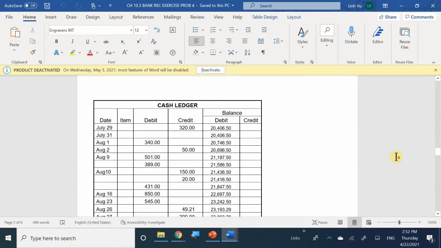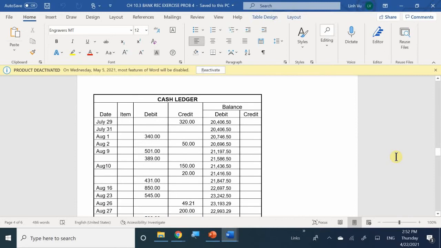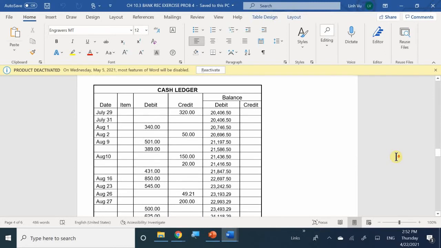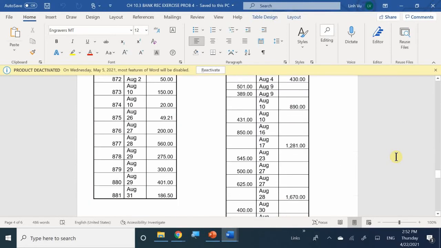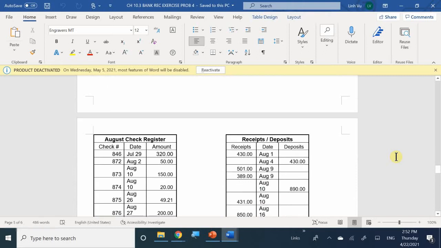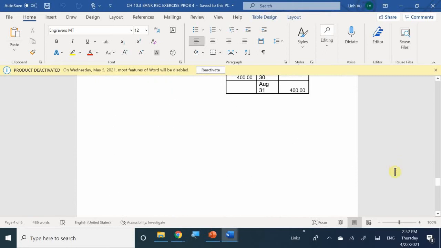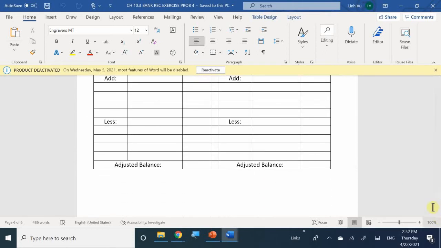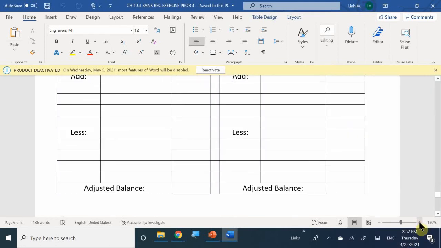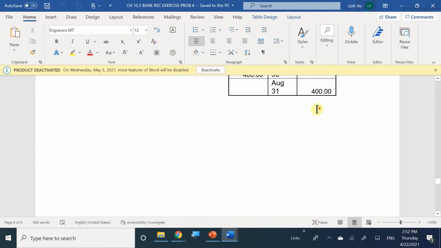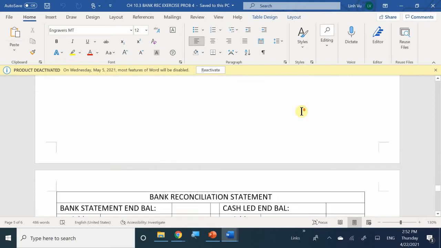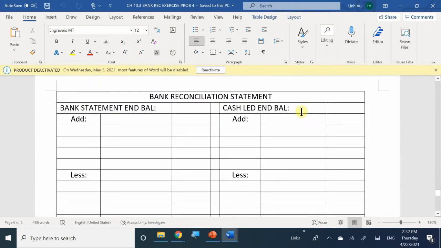Okay. We also have the same checking register. This time we're cash ledger. We also have our check register and our deposit slips. And last but not least, you have your little table here. So let's go ahead and, which side do you want to work on first? Okay, let's do the bank statement first.